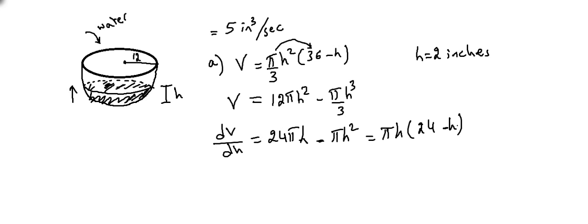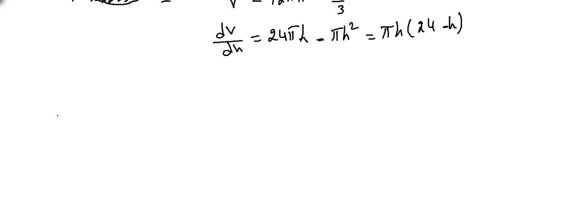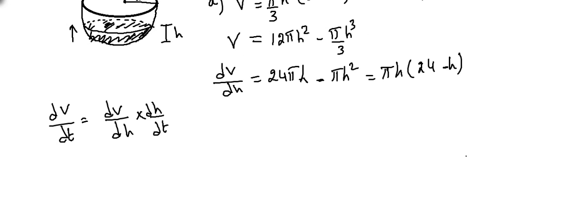That's great. So what do we know about dv over dh? Or dv over dt, we can start with dv over dt. It's simple. This is the chain rule if you remember: dv over dh times dh over dt. So what we have to find is dh over dt, because he's asking about the rising height of water in the bottom. All right, I think so.